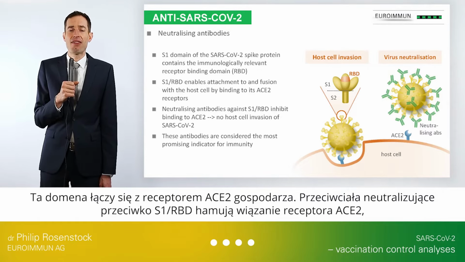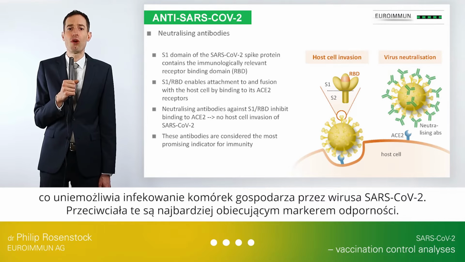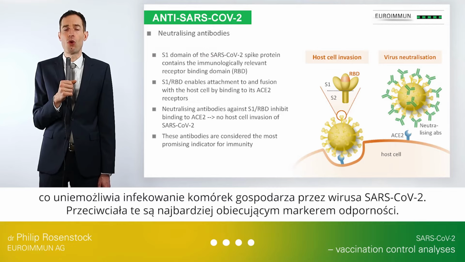In case you have antibodies against the receptor binding domain, it covers the receptor binding domain, so it cannot bind to the ACE2 on the host cell anymore, so that infection is stopped or not possible at all. And these antibodies are considered as the most promising marker of immunity.